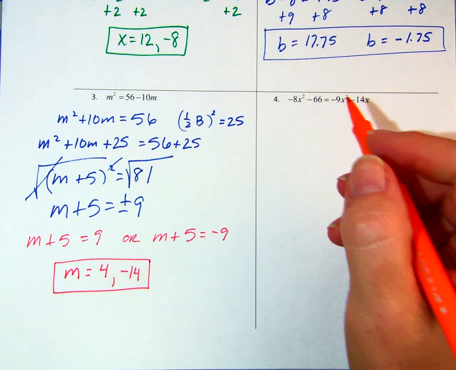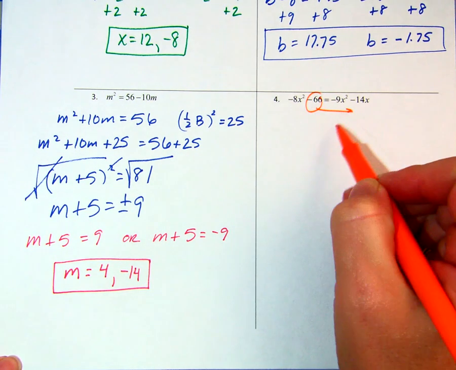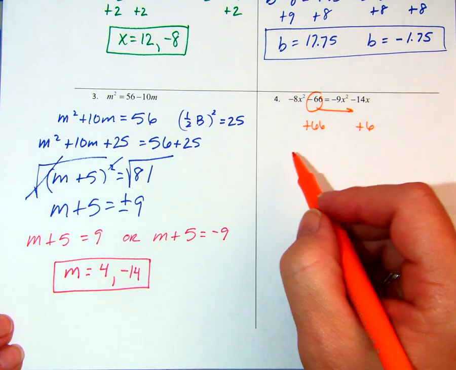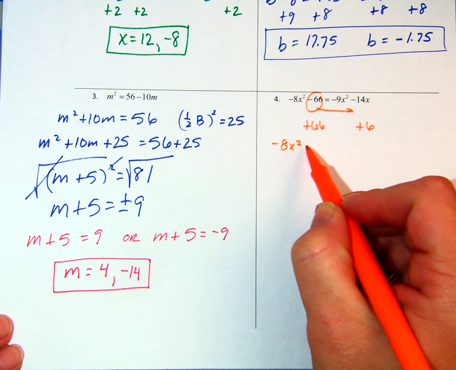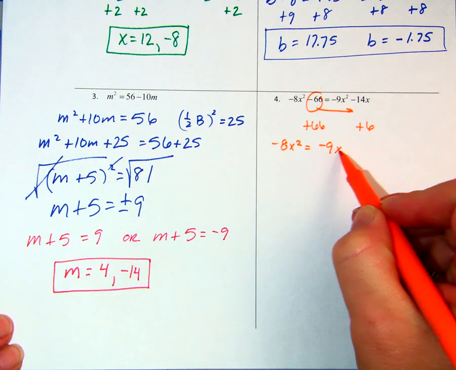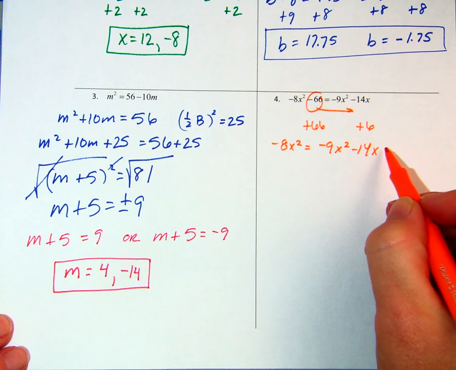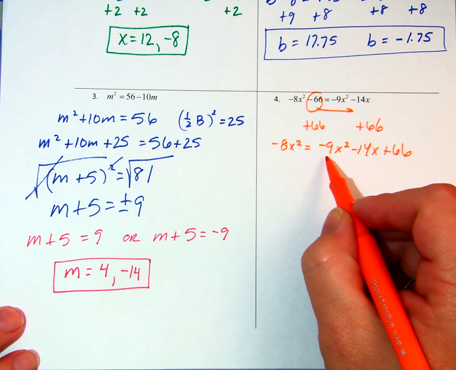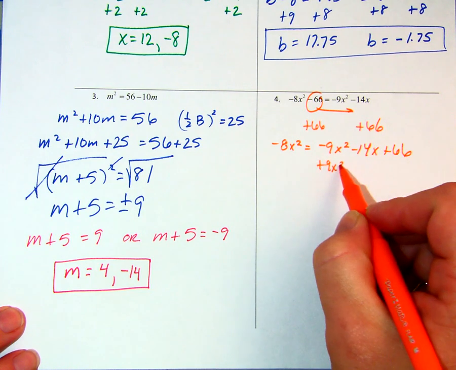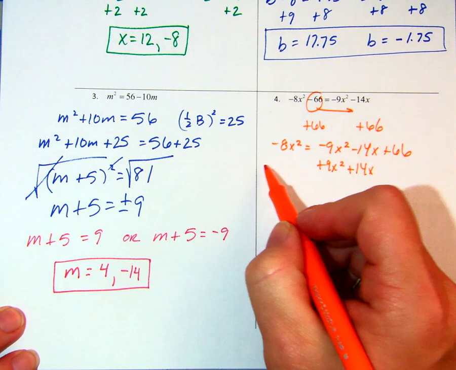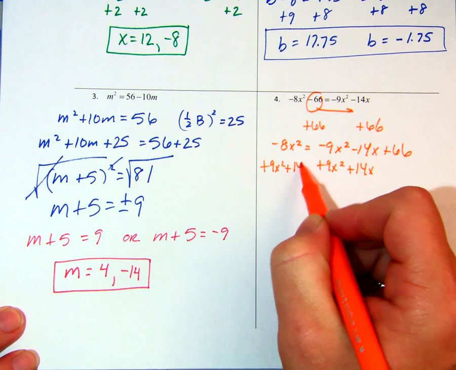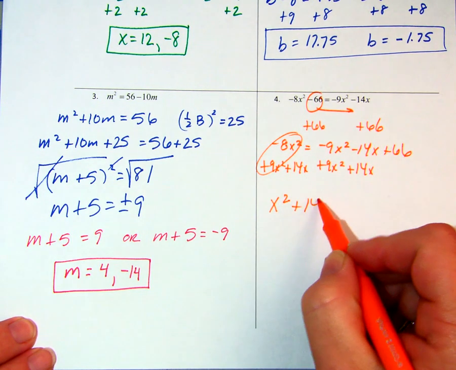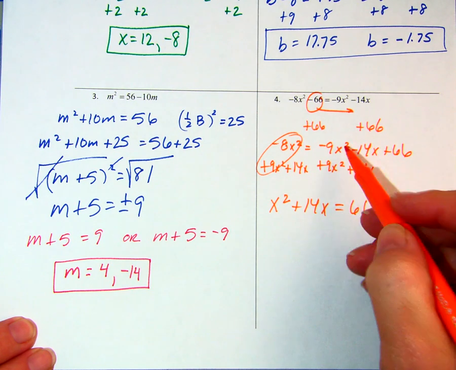And the last question. Again, this needs to go that way. So I'm going to add 66 to both sides. Negative 8x squared equals negative 9x squared minus 14x plus 66. But now these need to go over here, so I'm going to add 9x squared to both sides and 14x. This becomes x squared plus 14x equals 66.